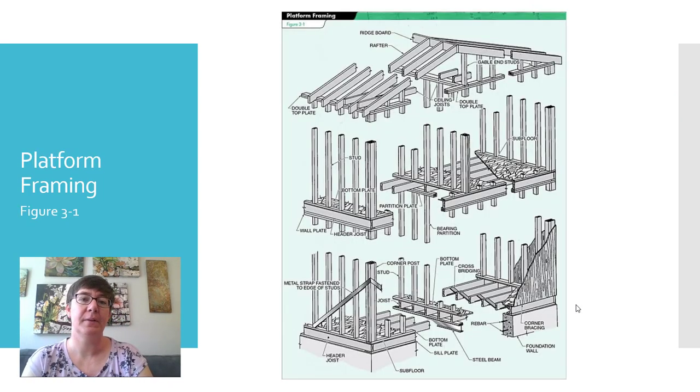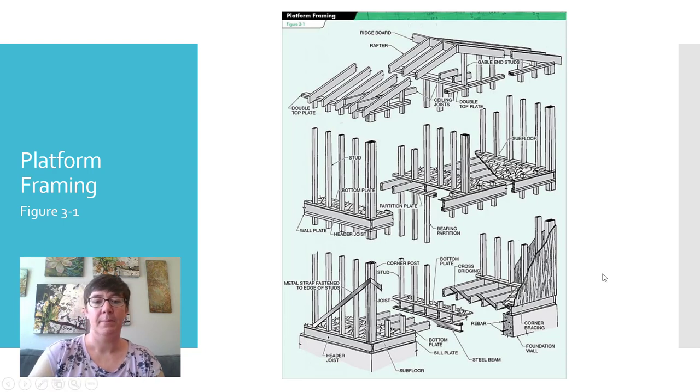So here's our first example from the textbook of platform framing. Now, platform framing is a light framing system, and it is by far the most common framing system in use today for smaller buildings, homes, small offices, anything 3 stories and below. It's most likely to be platform framing. So let's walk through this. I'm going to use my mouse here to point out some different areas.